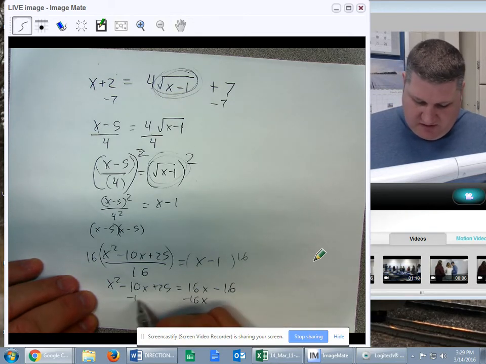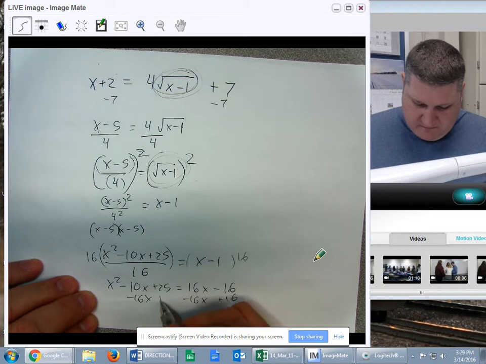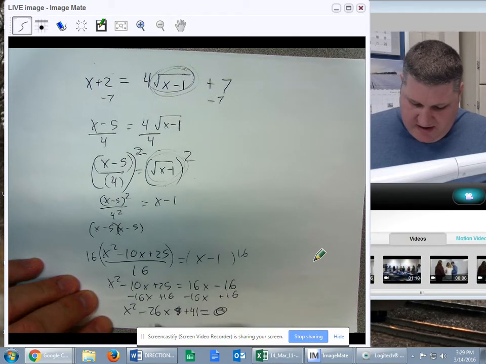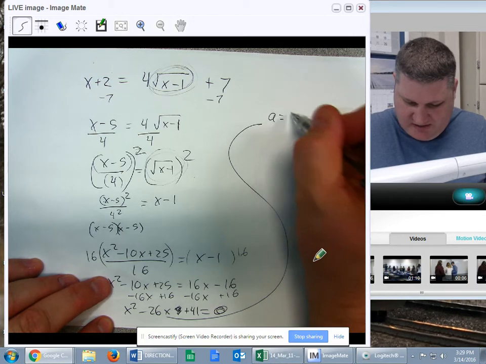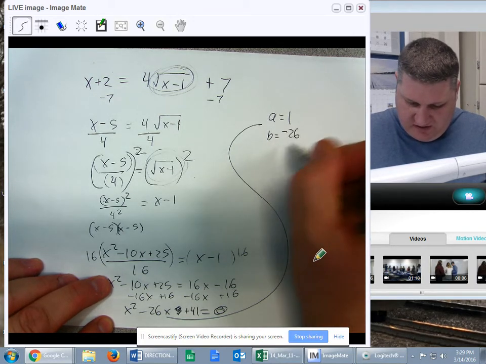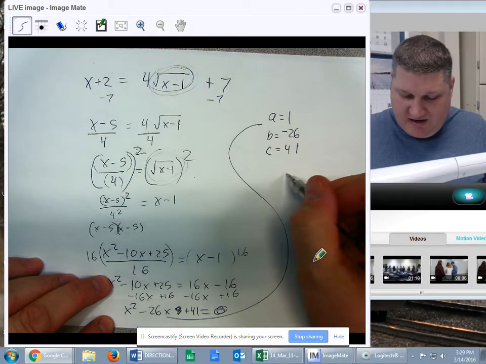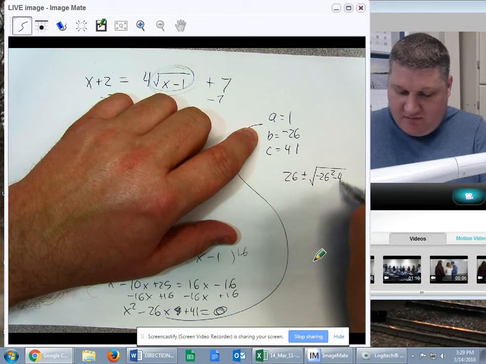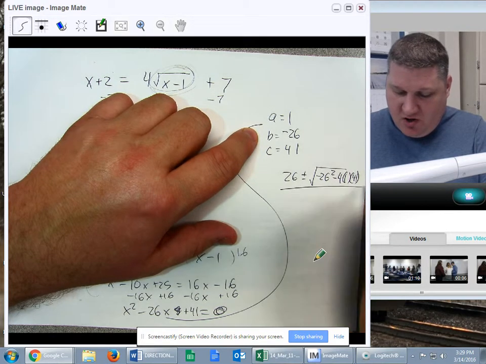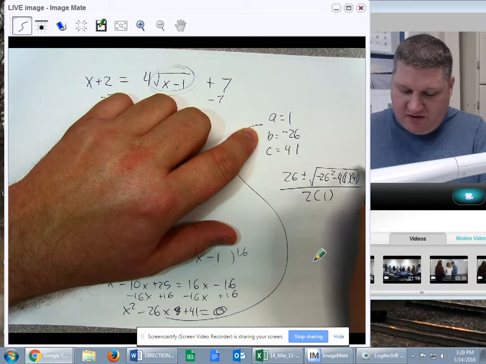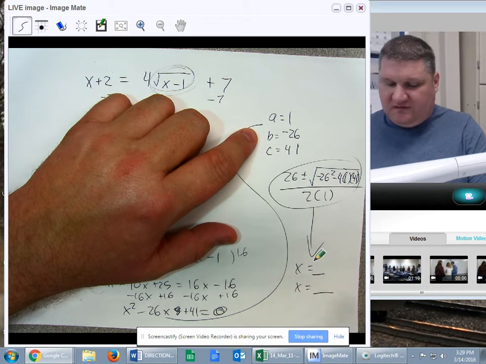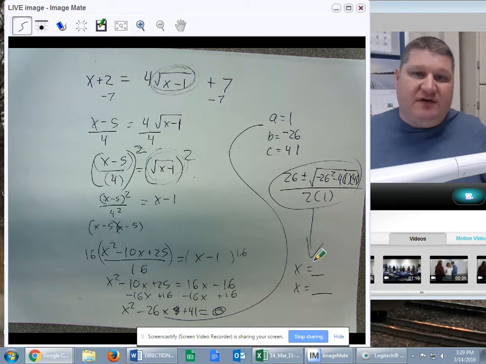Get everything to one side: x squared minus 26x plus 41 equals 0. And then I'll have to break it up. Unfortunately, a is 1, b is negative 26, c is 41, and I'm going to have to put it all together: 26 plus or minus the square root of negative 26 squared minus 4 times 1 times 41, all over 2 times 1. And we go to town from there, and keep on finishing till you get x equals some number and x equals some number. So that is solving with square roots.